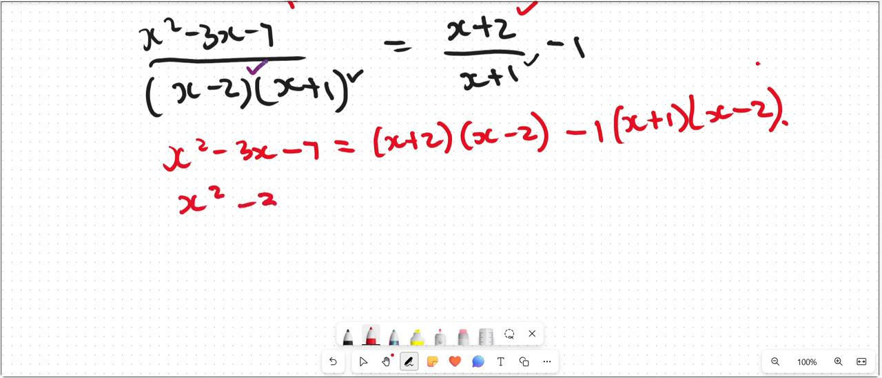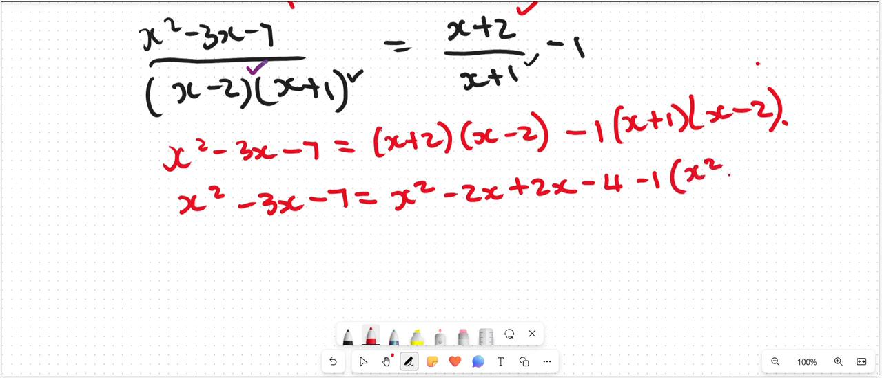At some point, once you've been doing it for a while, you can actually see it. So this x times x is an x squared minus 2x plus 2x minus a 4. And this one, I'm going to keep my negative outside. X squared minus 2x plus x minus 2. And there we go. Then we have x squared minus 3x minus 7.